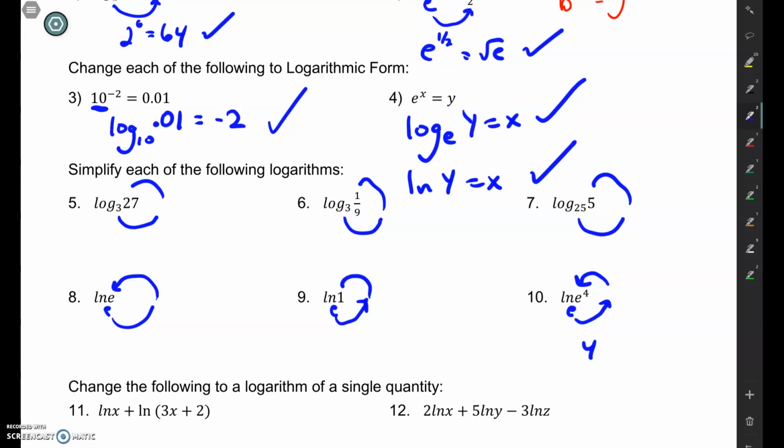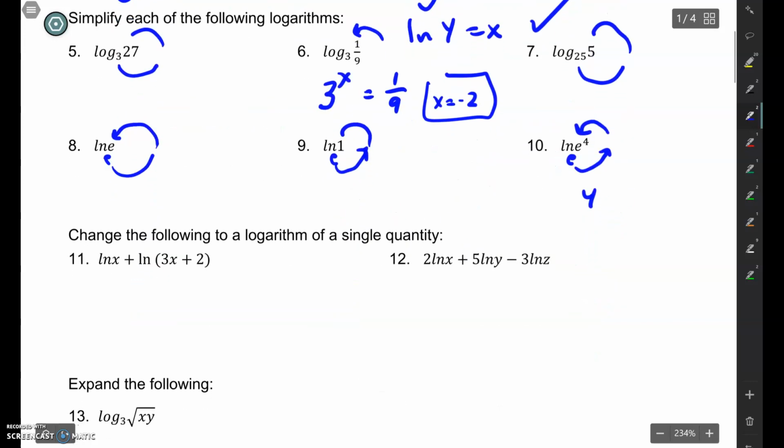I will do one of them just to help you. So if you see something like number 6 on the quiz, you take the base, which is 3, and you would say 3 to the what power, because there's nothing over there, 3 to the what power equals 1/9. And just a reminder that negative exponents are how you get that reciprocal action like that. So how would we get from 3 to 9? That would be to the 2nd power. But we're not trying to get to 9, we're trying to get to 1/9, so it'd be -2. So your answer would be -2.